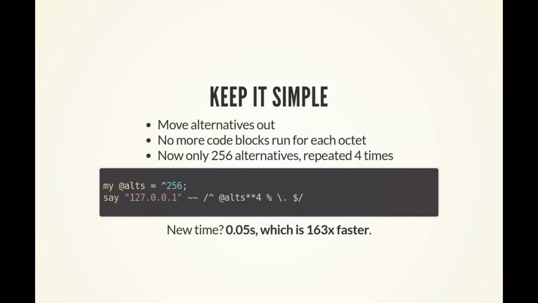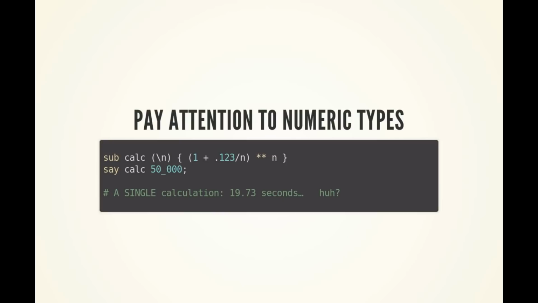So we can modify this program. We can simply move that list of alternatives out of the regex and keep it in a variable, and then we just use that variable inside the regex. So the program still does the same thing it used to. Functionally, it still matches the IP address, but now it runs in only 500ths of a second, which is 163 times faster. So by making this tiny change and not combining all these different features in obscure ways, we were able to make our program a lot faster.